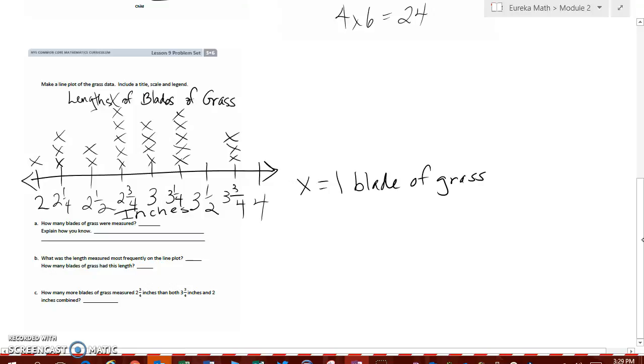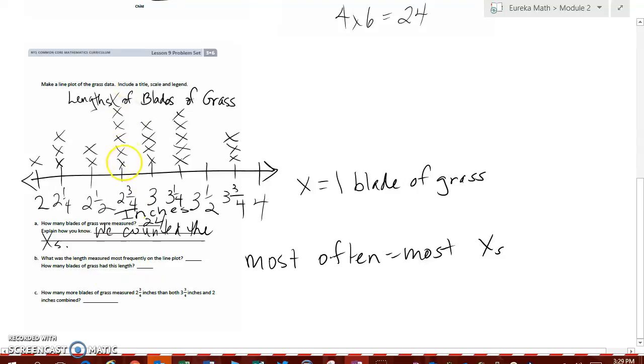How many blades of grass were measured? Well, we just talked about that. There are 24. And how did we know? We counted the X's. What was the length measured most frequently on the line plot? Remember, most frequently means most often, which equals most X's. Okay, so what was most frequent?